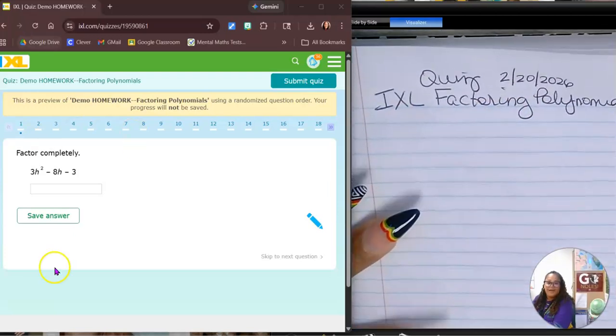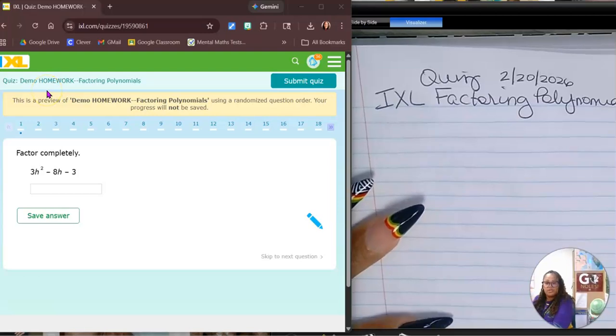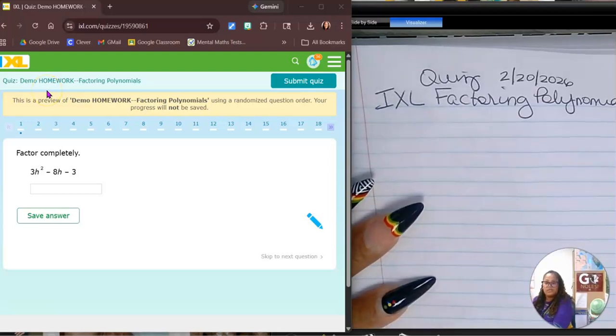So this is not your exact quiz. This is a demo quiz as it shows here. So I'm going to go through questions that look like what you may see on your IXL quiz. They're going to mirror the same type, and this is how you solve them and show your work.